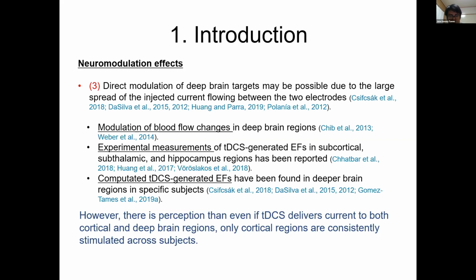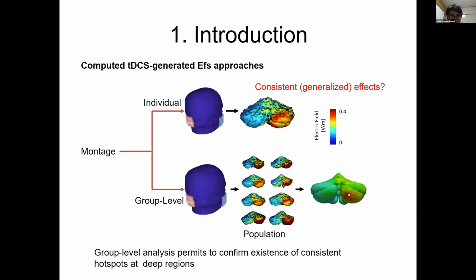But after the dispersion, and due to the intervariability in subjects, the current can go to different places. These effects might be very variable between subjects and among the subjects. So to investigate this point, we use a group level analysis. Here's a summary of the two approaches of computational tDCS to investigate electric fields.